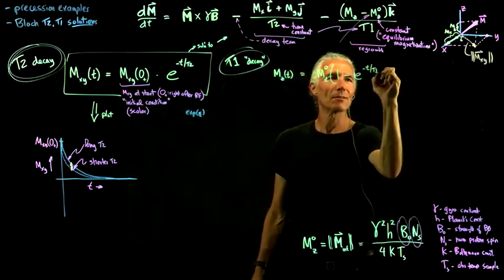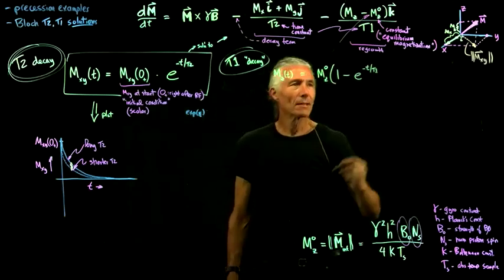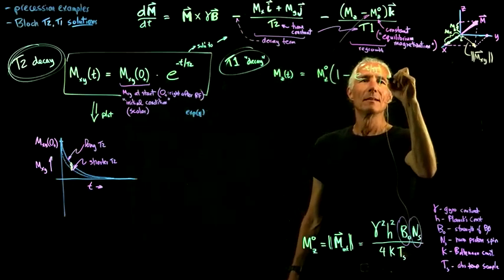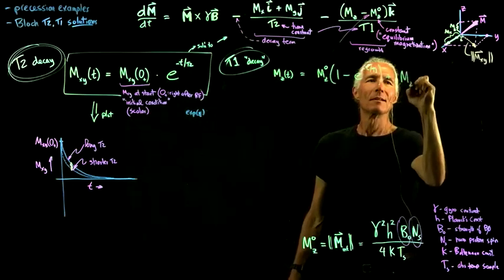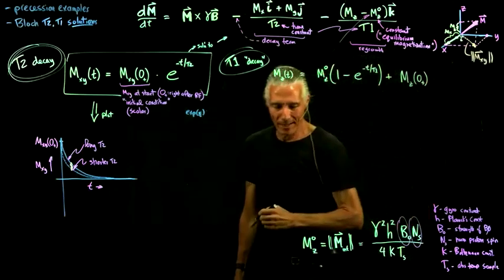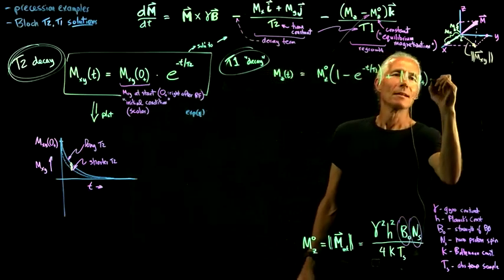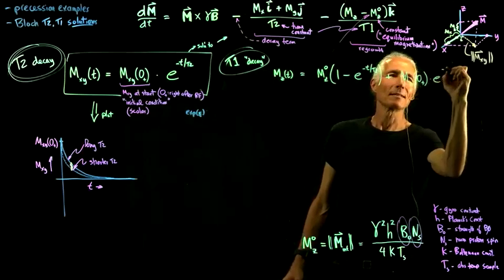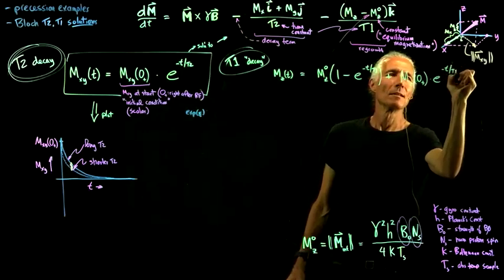That's a 1, not a 2. And plus another one of these funny 0 plus things, like how much z magnetization did you start with? And that one's also multiplied by that minus t over t1.